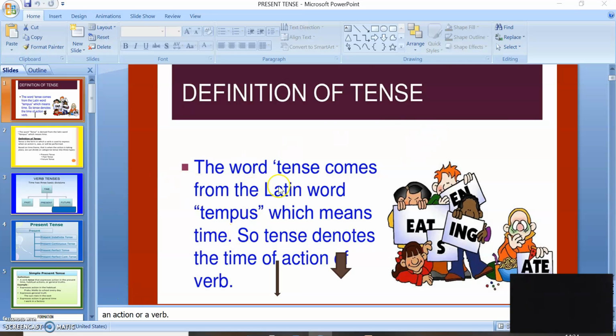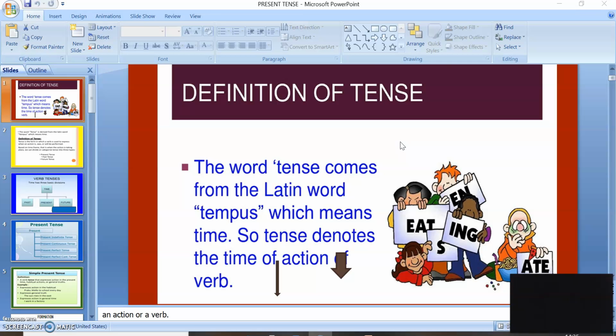So, tense is a word derived from the Latin word tempus, and tempus means time. It means tense stands for time, or tense denotes the time of an action. Fine. And you can also say that tense is the form in which a verb is used to express when an action took place in the past, when an action takes place in the present time, and when an action will take place in the near future.